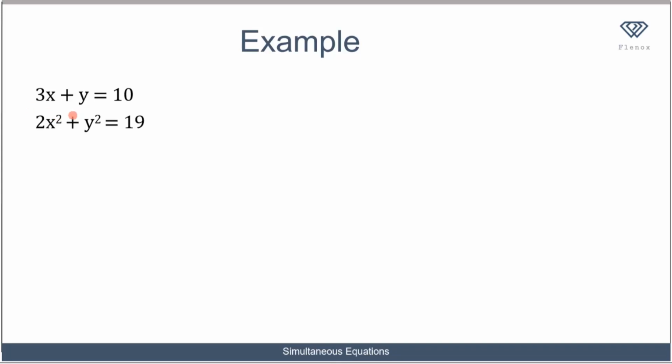In this example, we are told that 3x plus y is equal to 10 in my first equation. I was told that 2x squared plus y is equal to 19, my second equation. So let's get started.